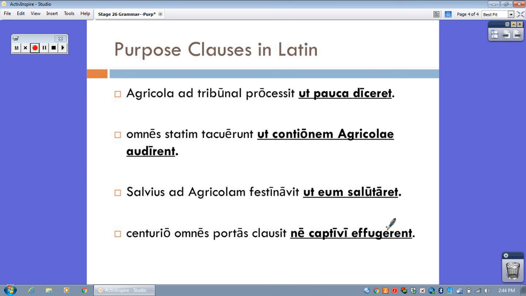So there it is, pretty straightforward. Purpose clauses tell you why the action occurred earlier in the sentence, or why not. And they always start with either ut or ne, and the verb in the clause is always in the subjunctive. It just so happens that the tense of the subjunctive that most often will be used with the purpose clause, as you can see here in these examples, would be the imperfect subjunctive.